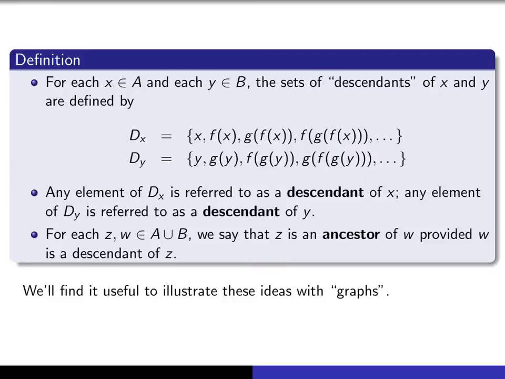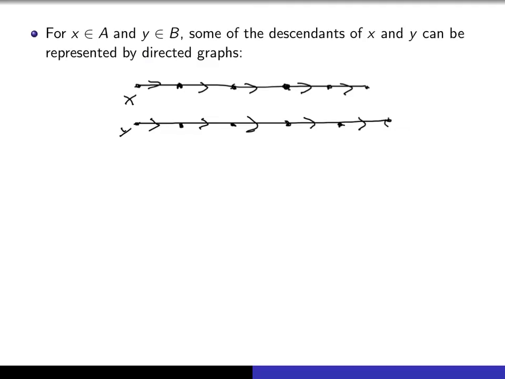We're going to find it useful to illustrate what these things look like by means of graphs. And by graph, I don't mean the kind of graph you see in a calculus course, but rather the kind of graph you see in a discrete math course. So for x in A and y in B, we can draw some of the descendants of x and y by a directed graph. So here's the directed graph that shows some of the descendants of x. Here's x. The arrow indicates that we're taking f of x, then we take g of f of x, then we take f of g of f of x, etc.